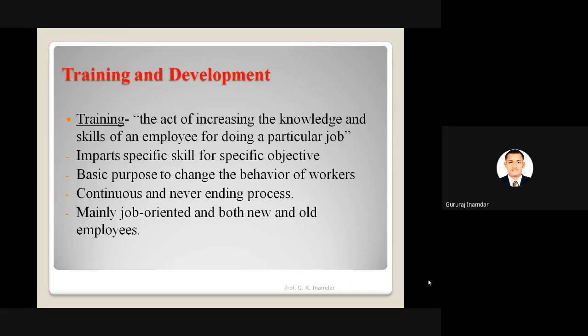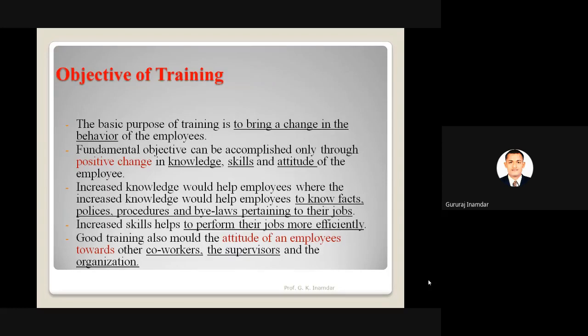Whatever the progress or decline is, it is based on me only. So those factors are very important for the training. According to training, development will happen. So this is a basic requirement of training. Is it right? Now, the objective of training.